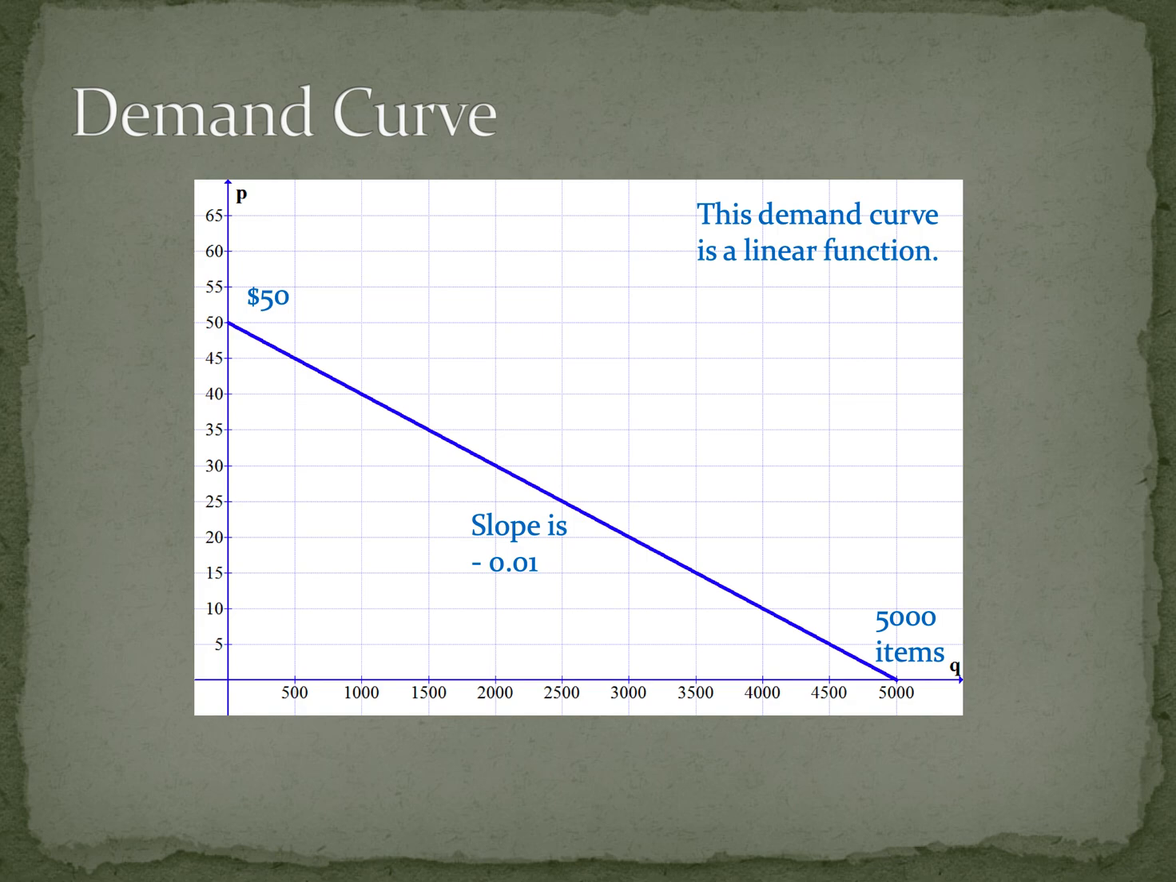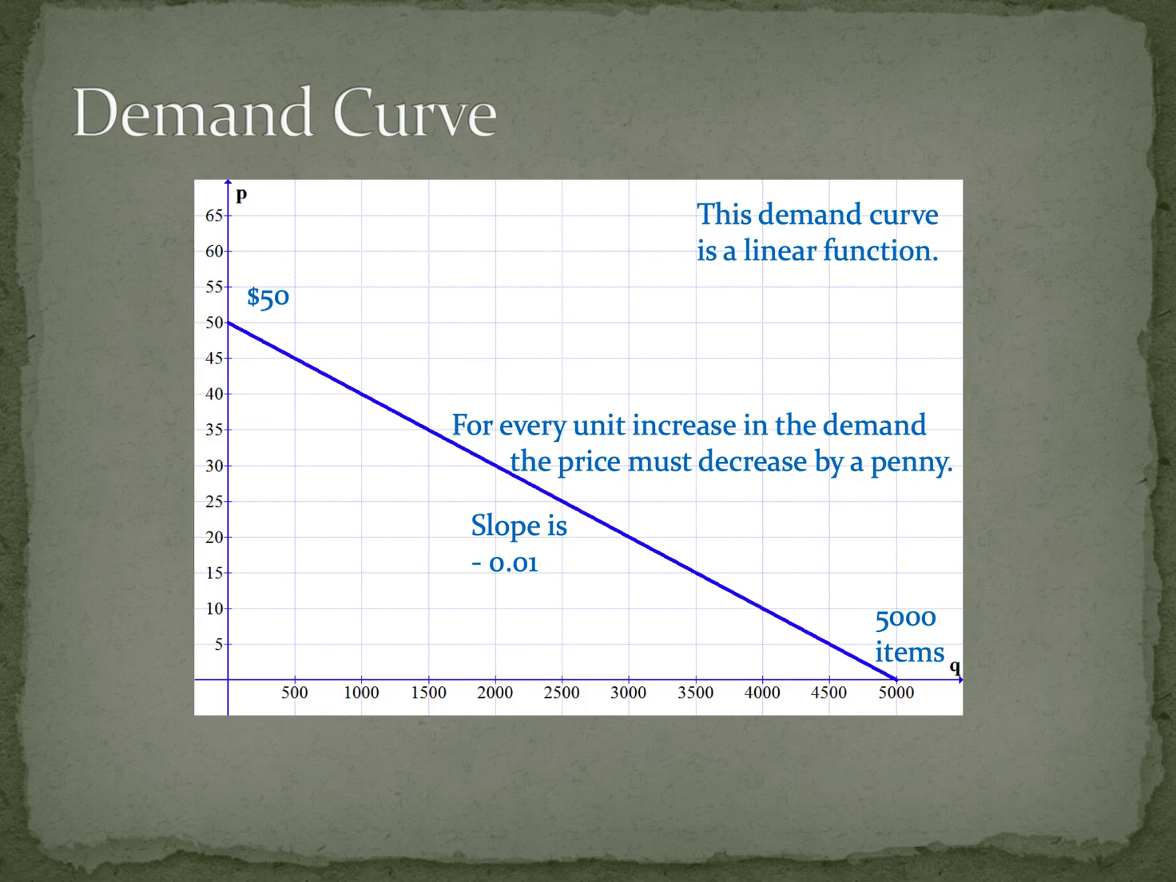Here, the slope, which is negative 0.01, can be interpreted to suggest that for every unit increase in the demand, the price must necessarily decrease by a penny. And the formula, which represents this demand curve, would be P equals 50 minus 0.01 Q.